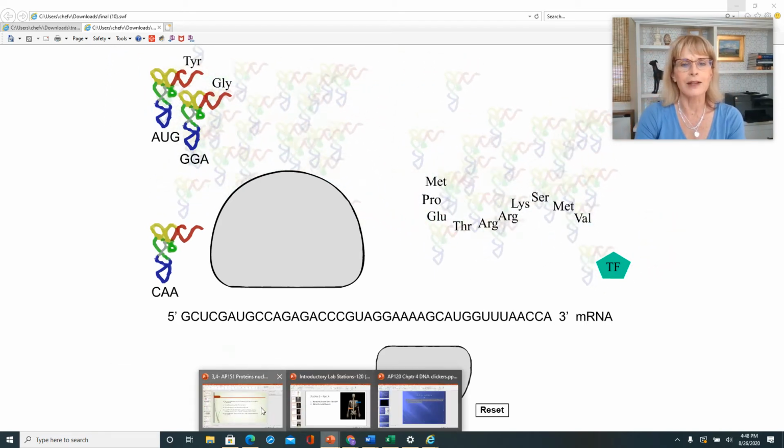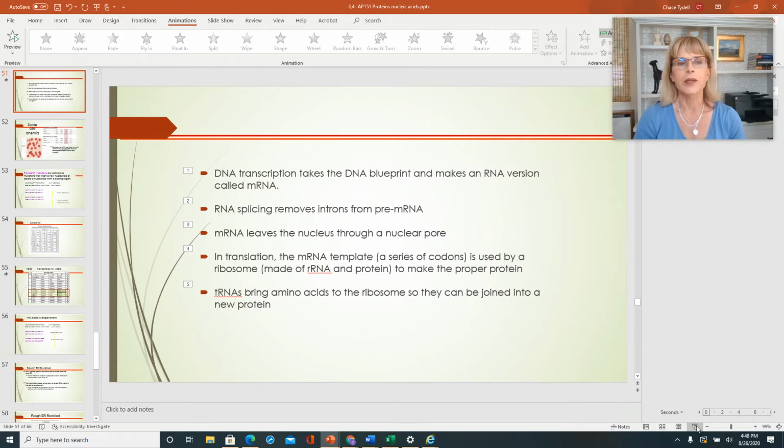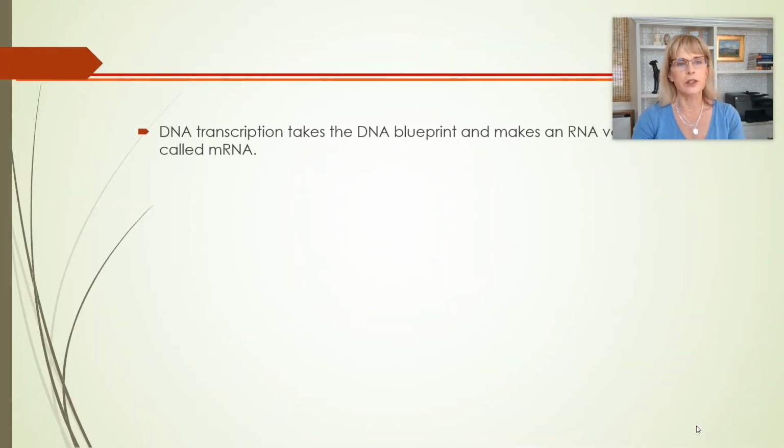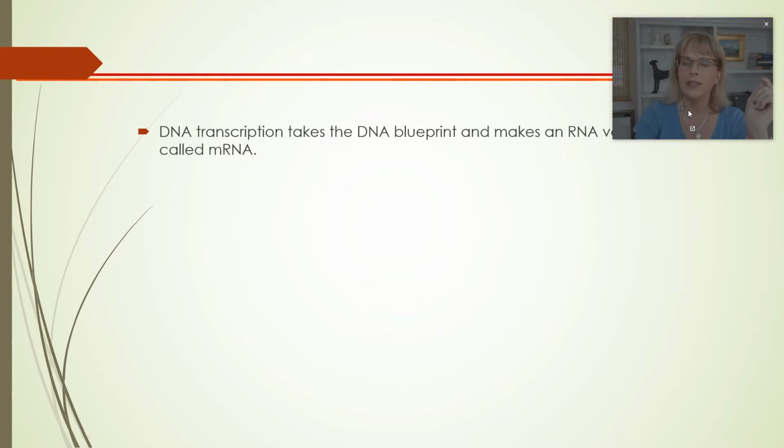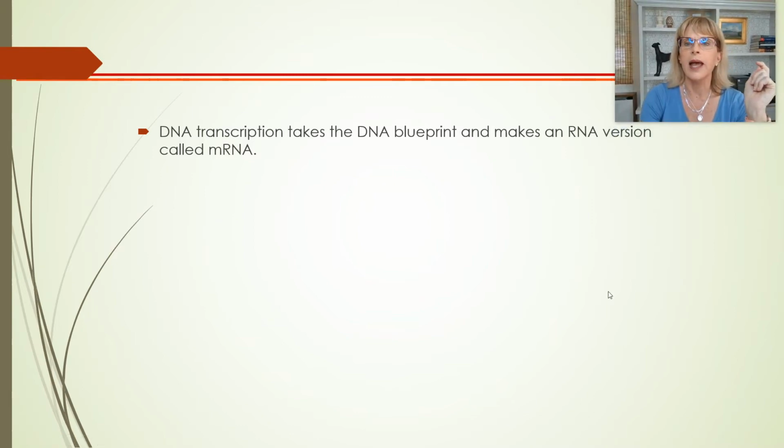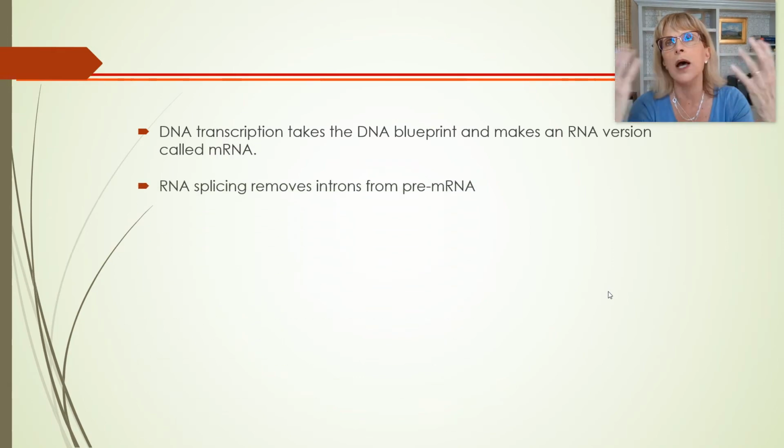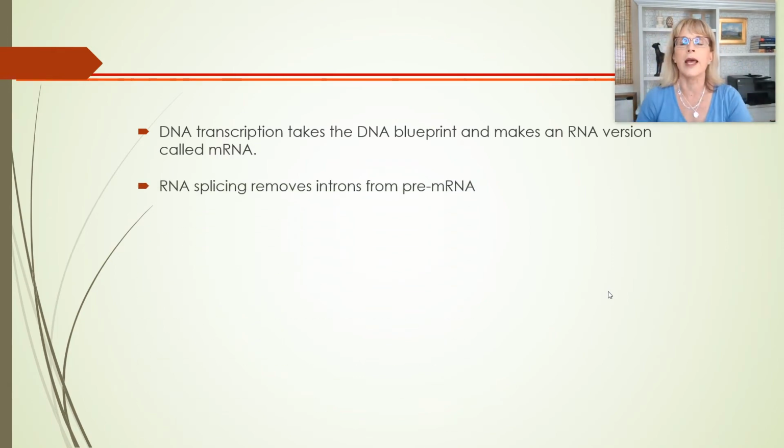Okay, I hope that cleared things up a little bit. So we have come to this summary that DNA transcription takes the DNA blueprint and it makes an RNA version called the messenger RNA. It makes the complement of the gene. Now, that first RNA version is not actually the final messenger RNA. It is pre-messenger RNA. And pre-messenger RNA is made out of introns and exons, and it needs to be spliced.